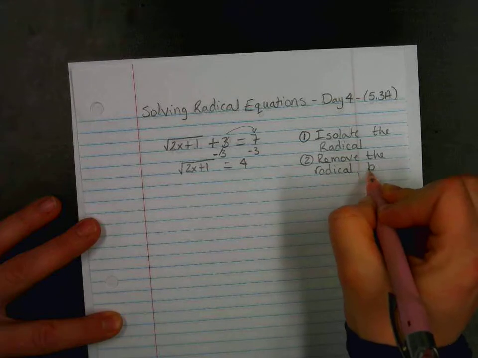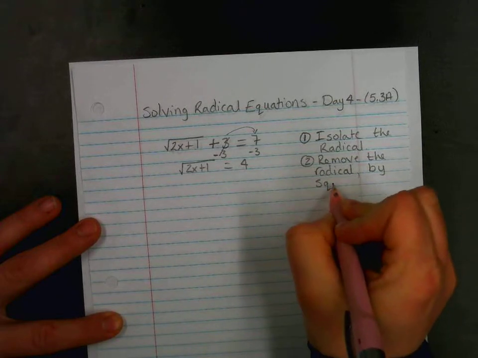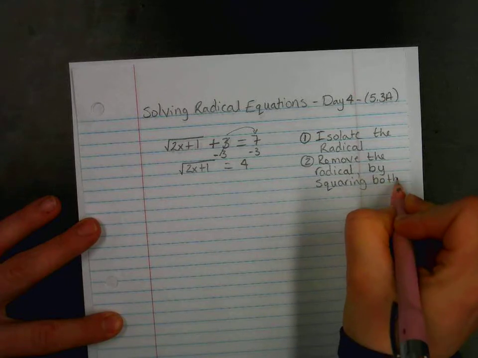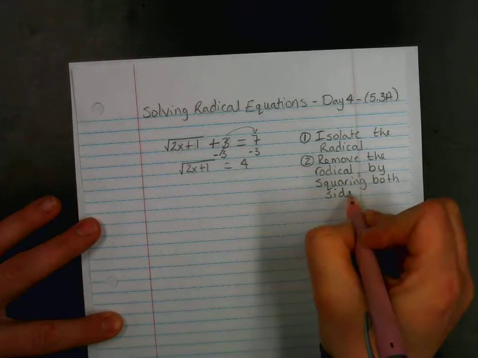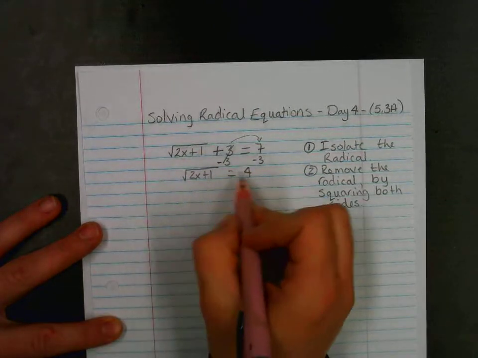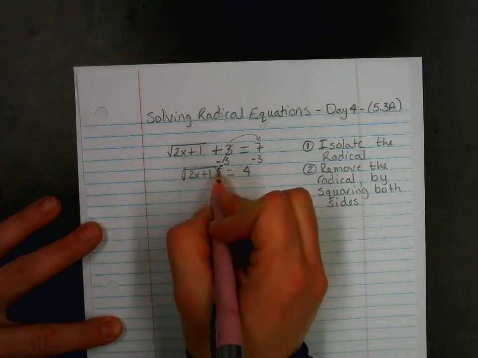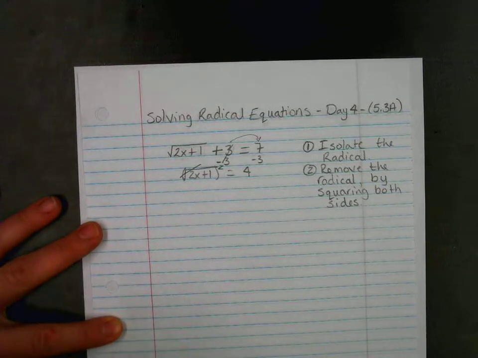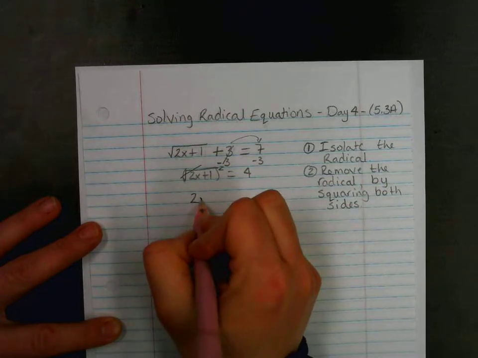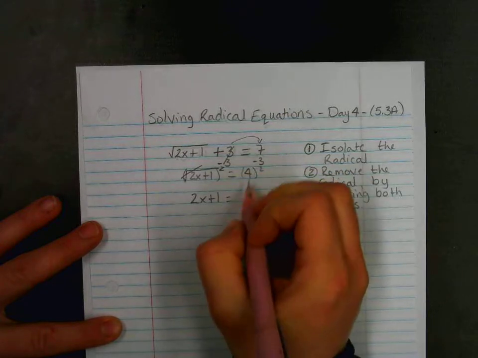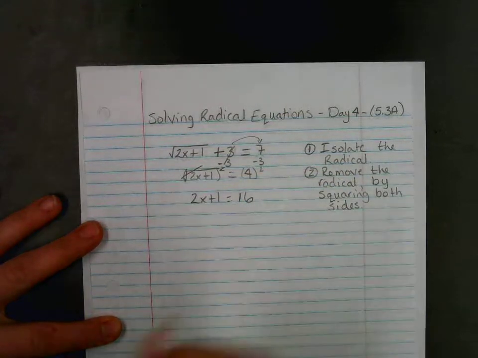By squaring both sides. So I'm going to square both sides. So when I do that, this squared basically just cancels out that radical, and this is left with just 2x plus 1. I'm also going to square the 4, which gives me 16.